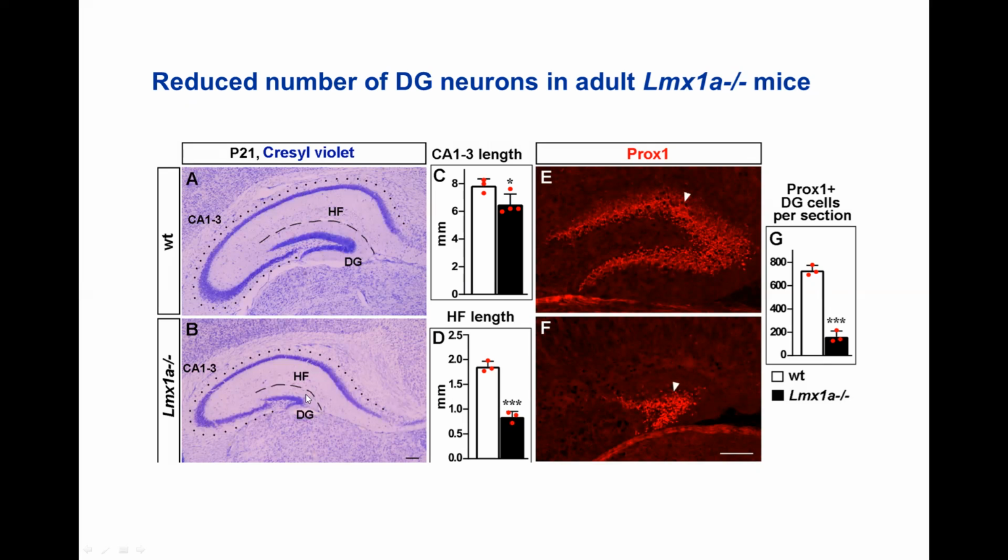fissure were dramatically reduced. To better analyze dentate gyrus neurons, we used PROX1 immunohistochemistry. PROX1 is specifically expressed in dentate gyrus neurons. And we observed that, in contrast to wild-type mice, in Lmx1a mutants, there were much fewer dentate gyrus neurons, and this difference was very statistically significant.